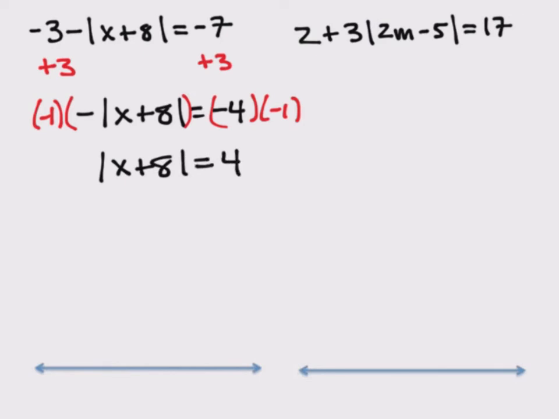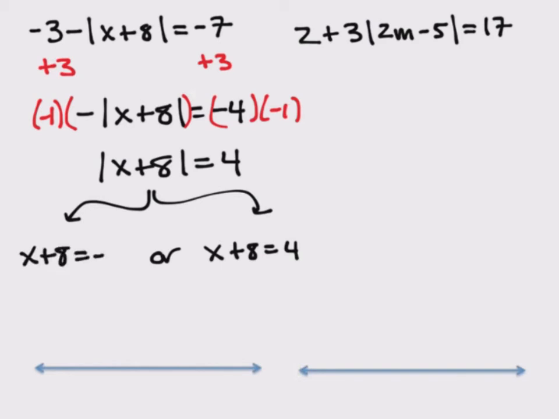Now and only now are we in a position to go ahead and split this up. If the absolute value of x plus 8 is 4, well, then there are two possibilities for what x plus 8 could possibly be. x plus 8 could be 4, or x plus 8 could be negative 4. And from here, we're looking good. Just got to subtract 8 from both sides of both equations.